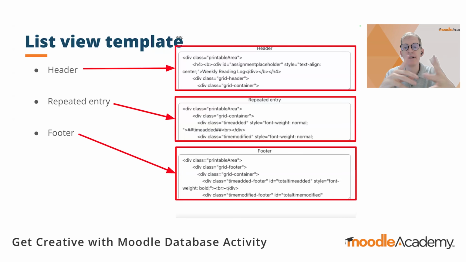Now, in the later versions of Moodle, the latest versions of Moodle, the database activity has been improved to use CSS instead of tables, and it makes the display more flexible on mobile devices and probably by default more accessible as well.